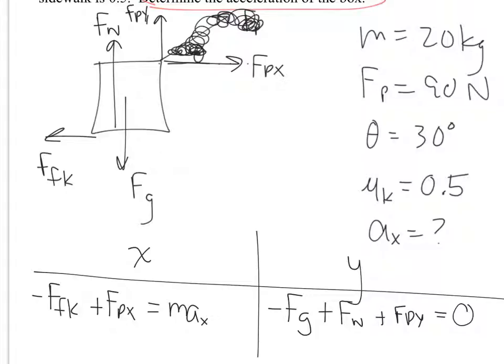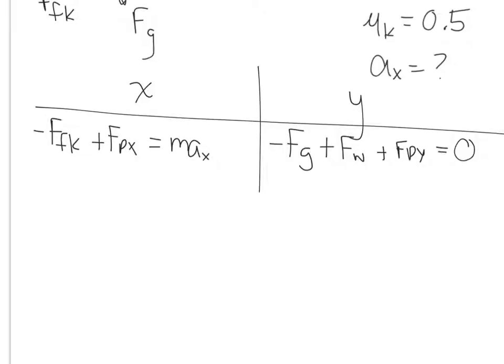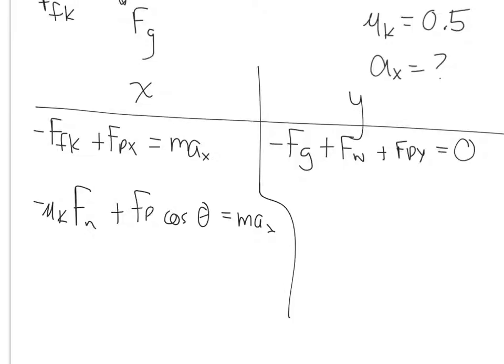Let's figure out our answer. As a result, we're trying to find AX. Plug in everything you know. FFK is mu Fn. FPX is FP cosine theta. And that equals MAX. In the y direction, FG is really mass times gravity. Fn is still Fn. FPY is FP sine theta.